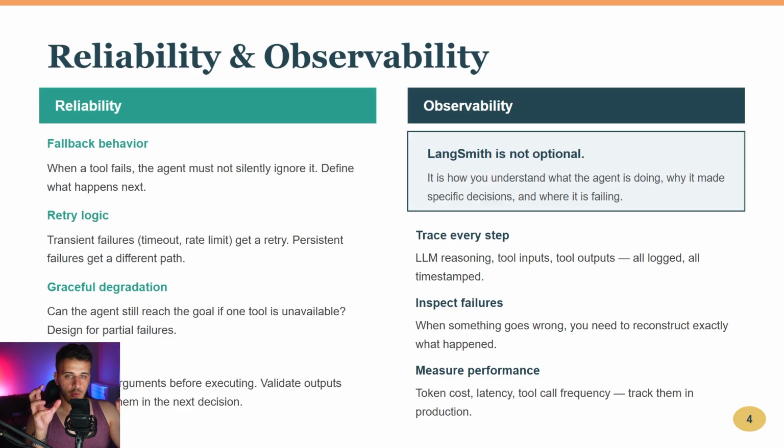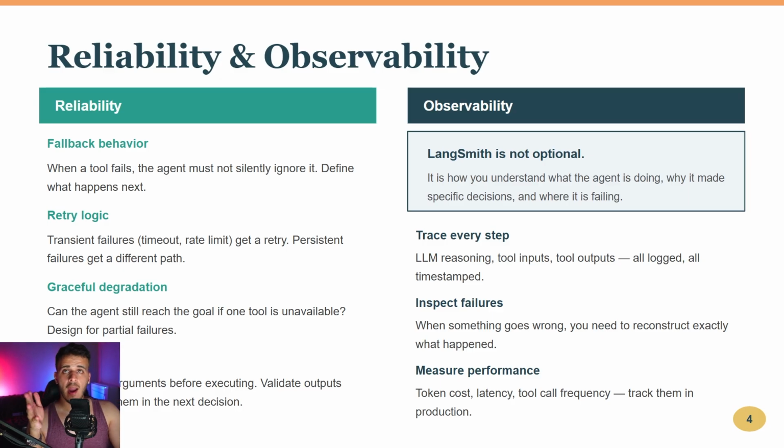So, first of all, reliability. You need fallback behavior. When something fails, the agent must not ignore it. We always need to handle the error. We need to have a fallback option. Never burn the boats with agents. Always keep a backup. You can do it with retry logics, like have failures, like timeouts, rate limits. Go ahead, retry. But failures at core level that are persistent require a different solution.